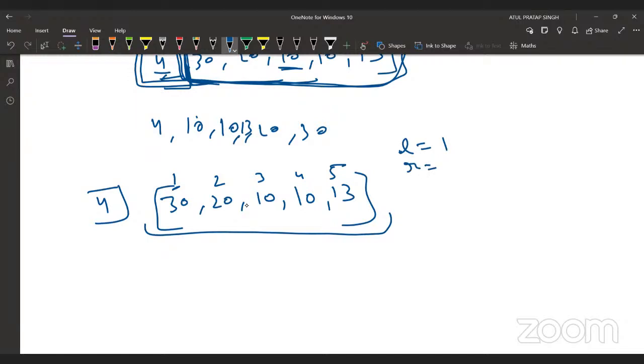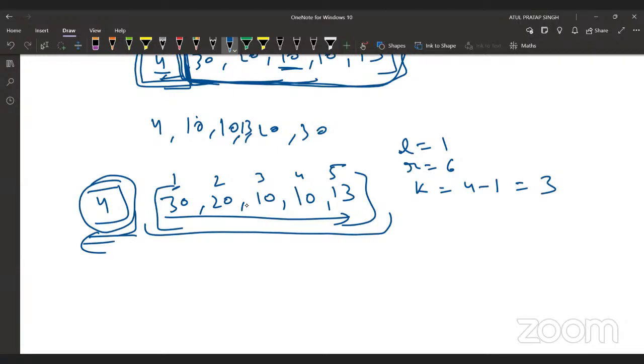R will remain the same, 6, and k we are reducing: 4 minus the number of elements we are discarding before that, which is 1. It will become 3. That means now we will find the third smallest element in this part, because one smallest element is already there.